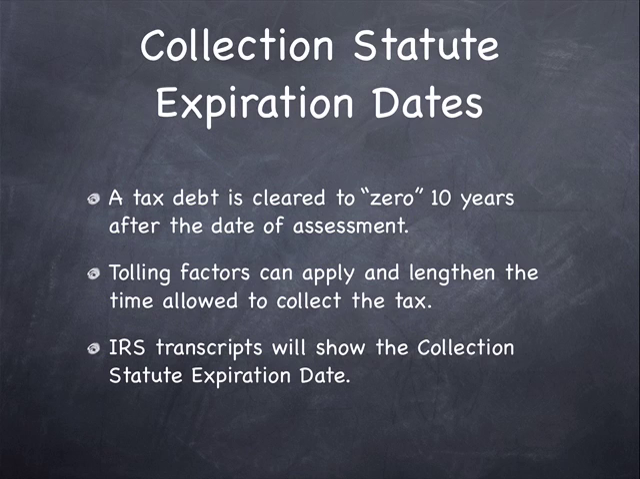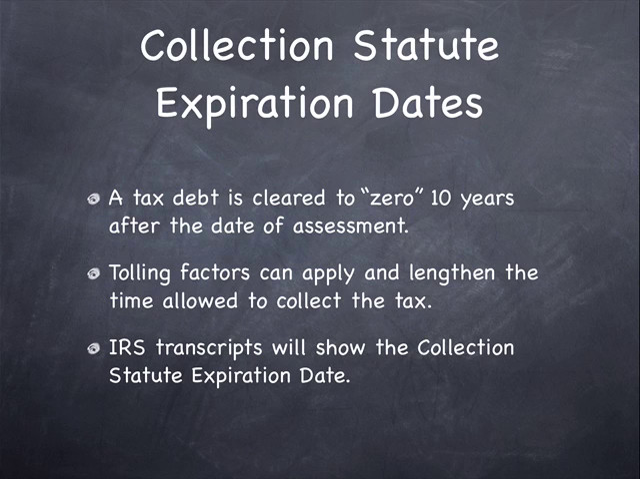Now, there are sometimes tolling factors that can apply and lengthen the time allowed to collect the tax. What does tolling mean? Tolling means that the time clock is stopped during the pendency of this tolling factor. Let me give you some examples. If the taxpayer were to file a bankruptcy, the general rule is that the collection statute expiration date is tolled for the number of days the bankruptcy is pending plus 6 months. Another example would be an offer in compromise. If you file an offer in compromise, the collection statute is tolled for the number of days that the offer is pending, plus some period of days.